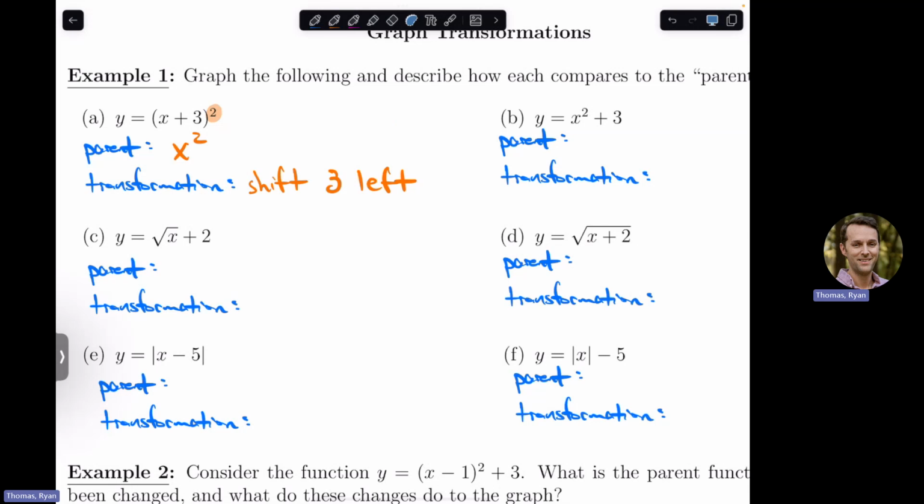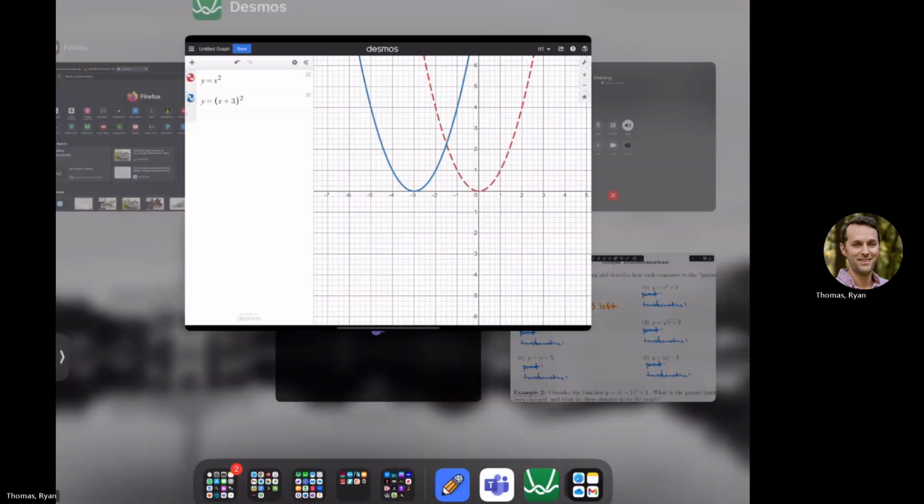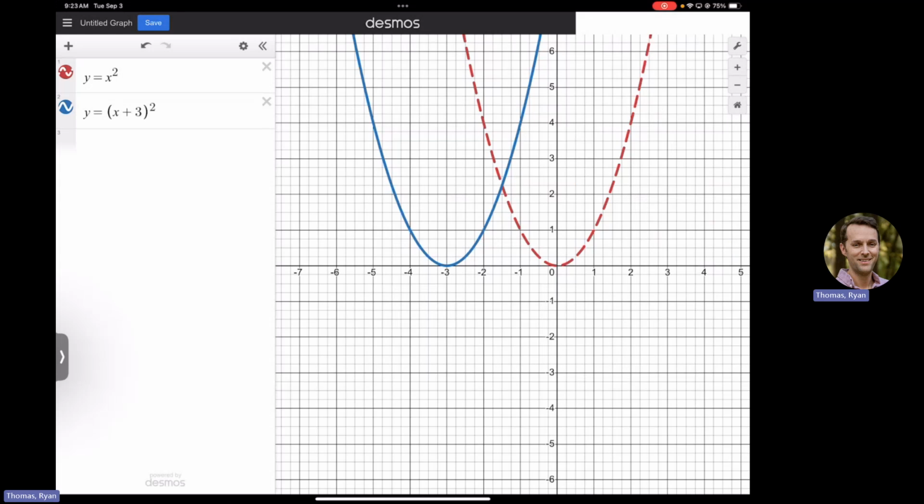Does that change the domain? What was the domain to begin with? Everything, right? Okay, so if I flatten this thing out on the x-axis, it covers the whole thing, right? If I take the whole x-axis, negative infinity to infinity, and shift it over to the left 3, it's still the whole thing. Okay, so the domain is the same.